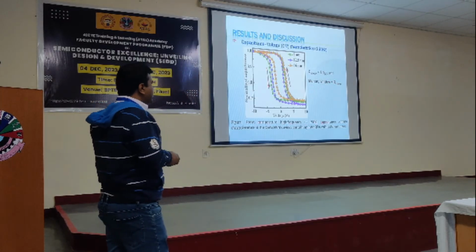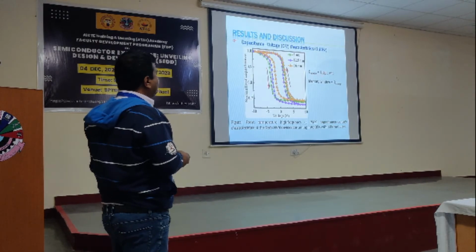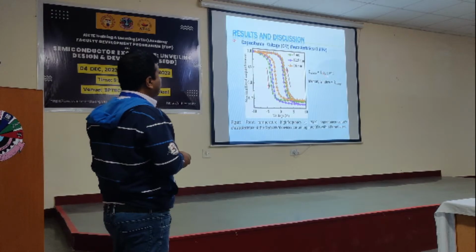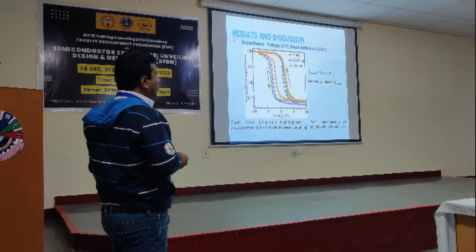This is the room temperature high frequency operation of the C-V curve. This is the size of the quantum dot. If you increase the size, that is inversely proportional to the charge storage. In the case of increasing the size, the charge storage is related to your memory window.